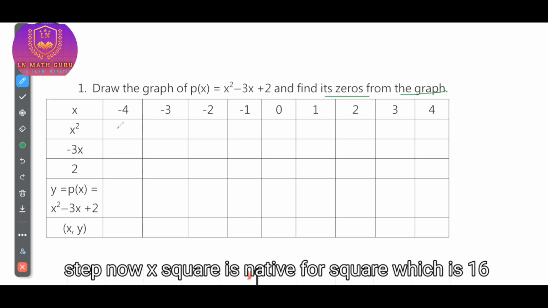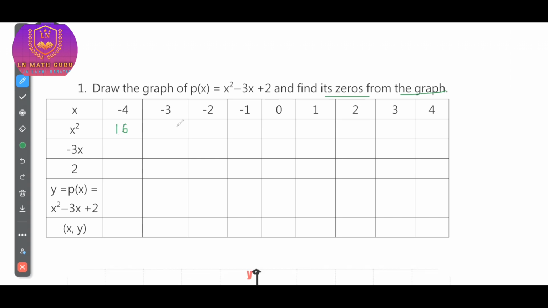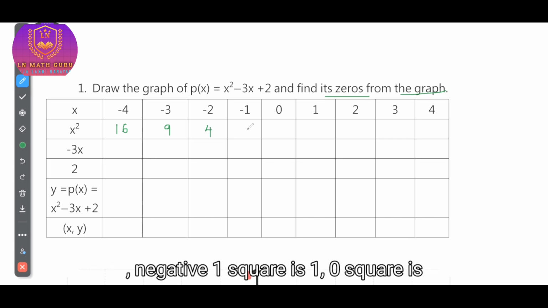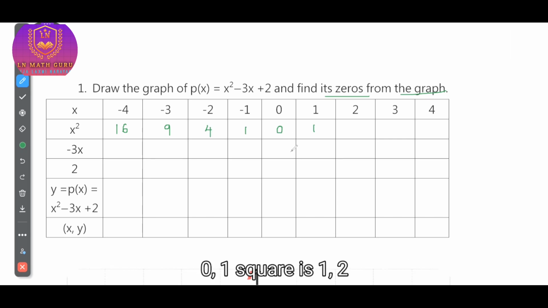Now x square: -4 square is 16. -3 square is 9. -2 square is 4. -1 square is 1. 0 square is 0. 1 square is 1. 2 square is 4. 3 square is 9. 4 square is 16.